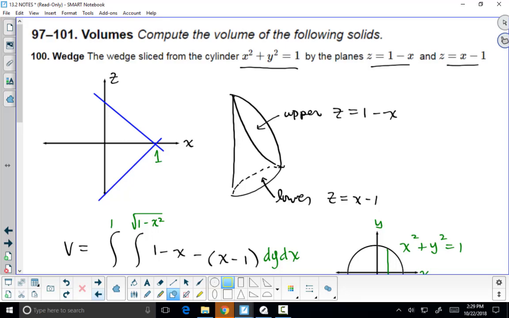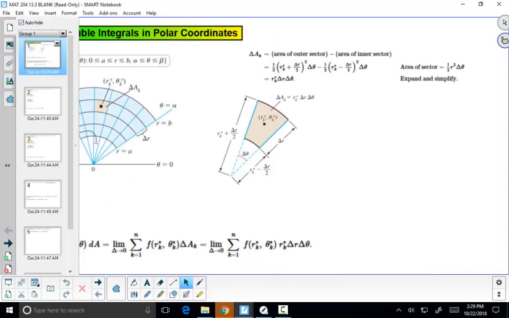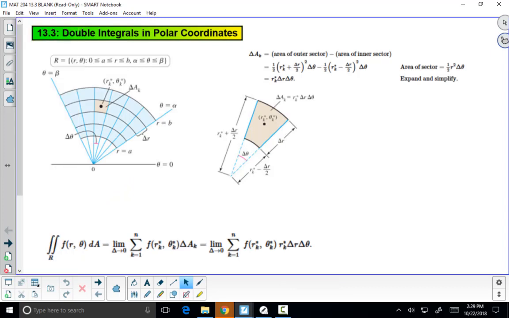All right, so 13.3. Polar. Polar. We're going polar. You look amused.